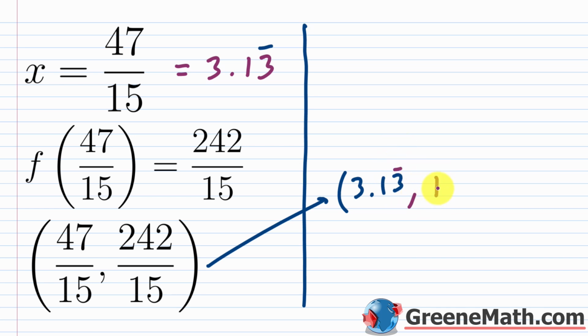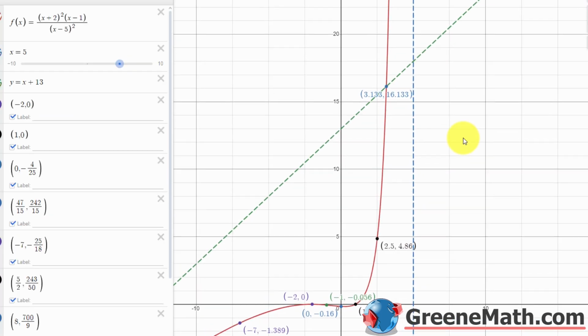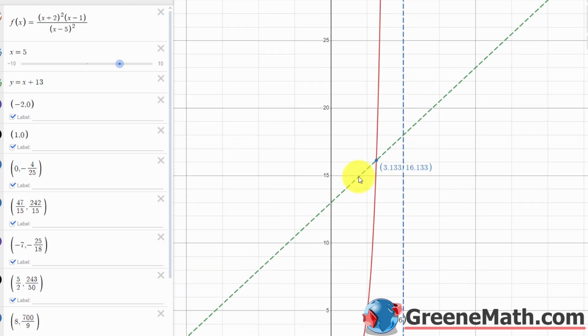And then comma, it would be 16.13, where this 3 repeats forever. Let me come back to Desmos and I'll just show you this. So this is the point of intersection. So this right here in green, this is our slant asymptote, and this is where the graph is going to intersect. So it's going to be that point right there.